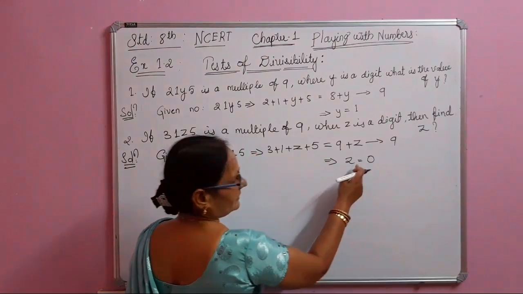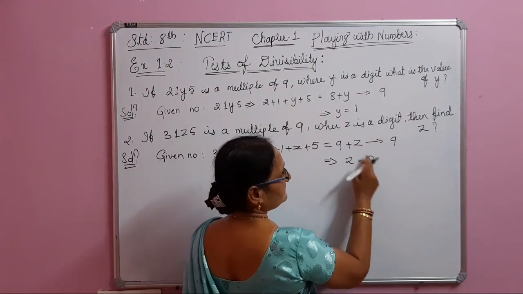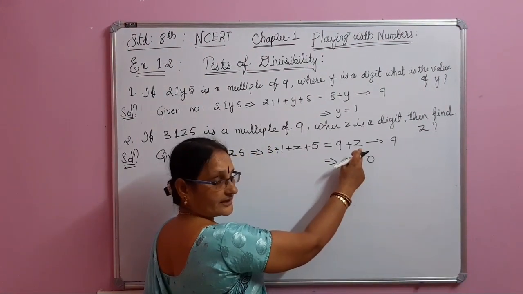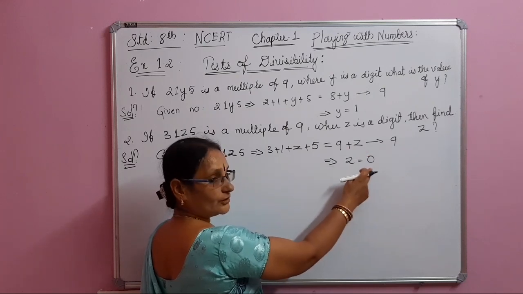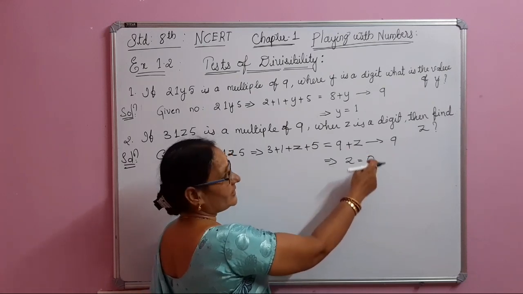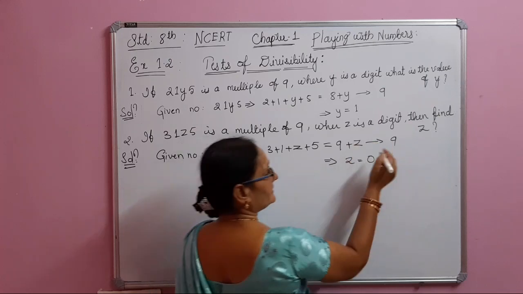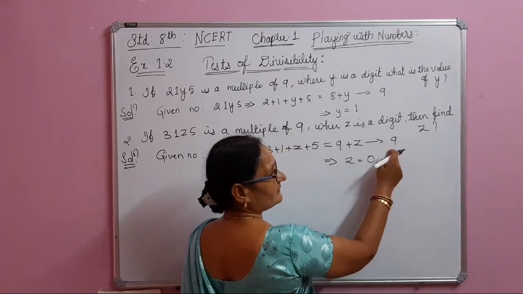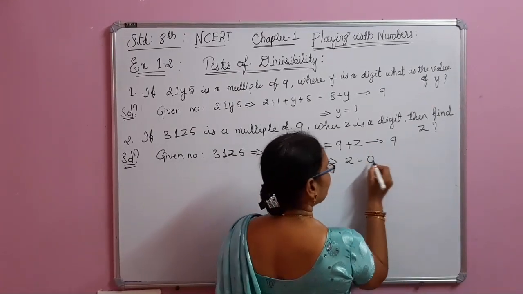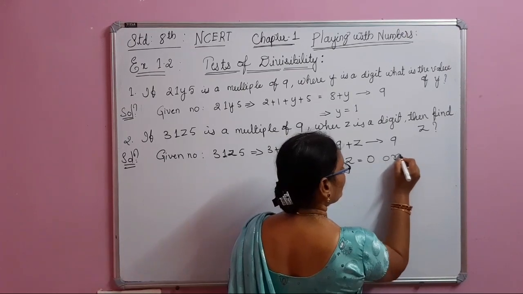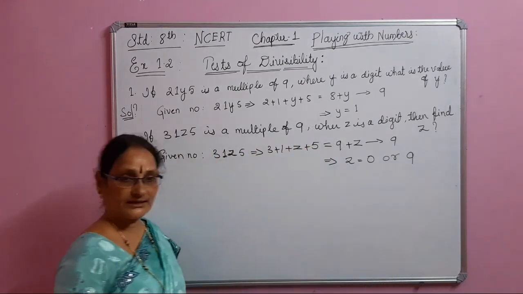See here, not only 0, sometimes if it is 9 in place of z, 0 means okay, it is divisible by 9. Even if we put 9, 99 means 11 nines are 99. Either z equal to 0 or 9 also is the answer.